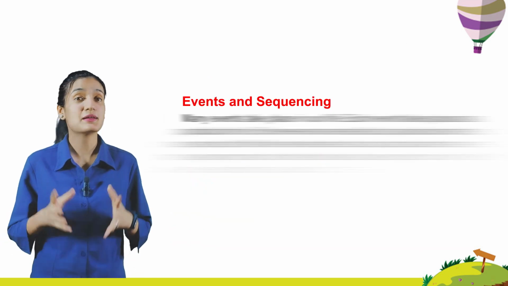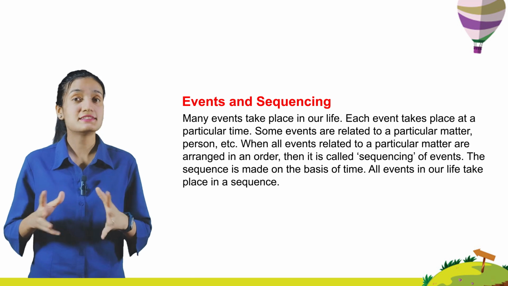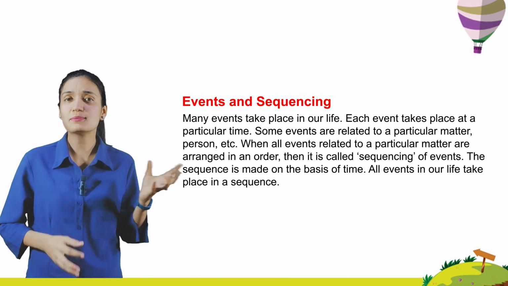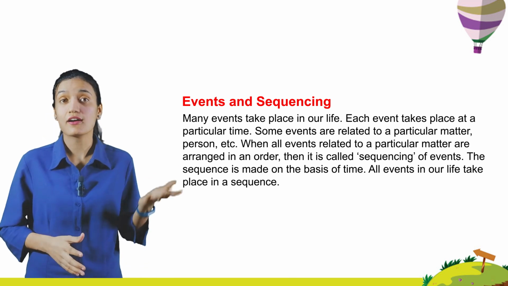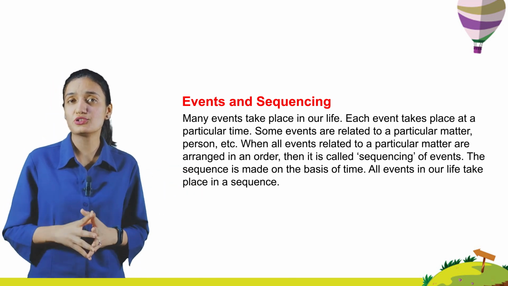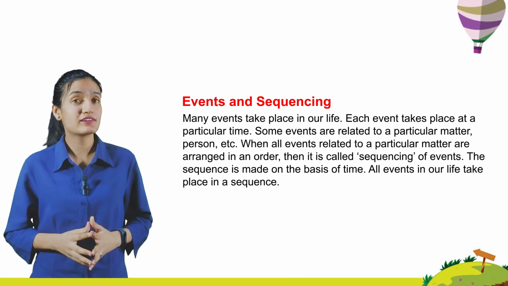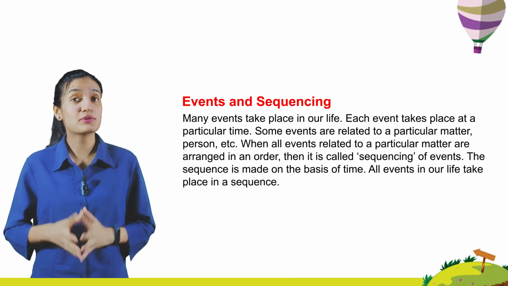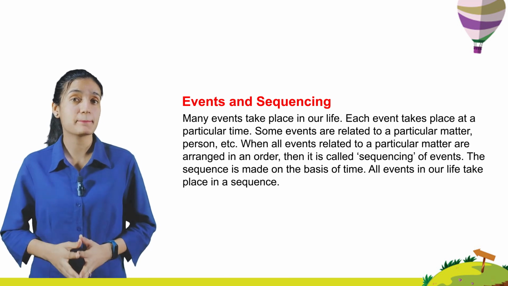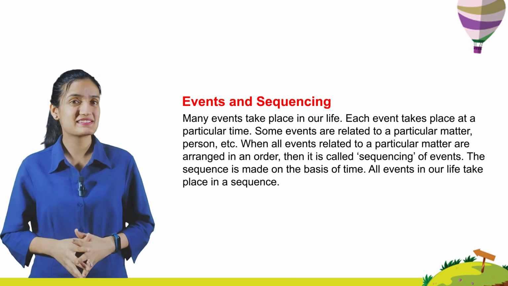Events and sequencing. Many events take place in our life. Each event takes place at a particular time. Some events are related to a particular matter, person, etc. When all events related to a particular matter are arranged in an order, it is called sequencing of events. The sequence is made on the basis of time. All events in our life take place in a sequence.